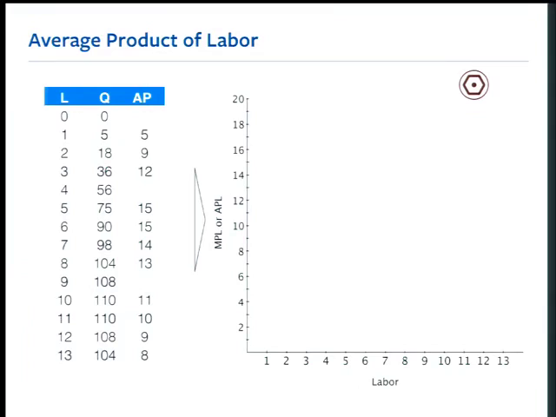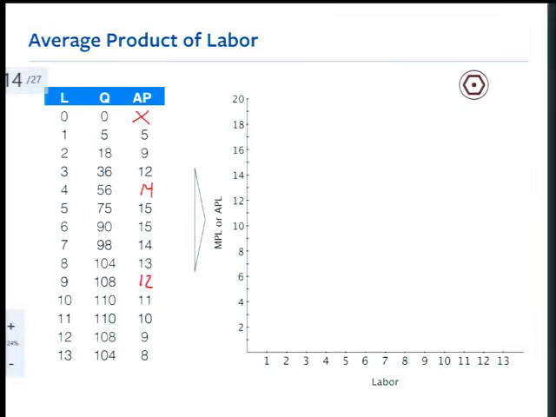But what's the average product? It's just divide total output by number of workers. At 0, we ignore that one. But if you hire one worker, you're producing 5 units of output. Average product is 5. If you hire another worker, total output goes to 18. Divide by 2 workers, it's 9. At 3, output goes to 36. Divide 36 by the total number of workers. Average product is 12. 56 divided by 4, 14. Thank you. And let's do the other missing one here. 108 divided by 9, 12. Thank you. All right, it's just a division.